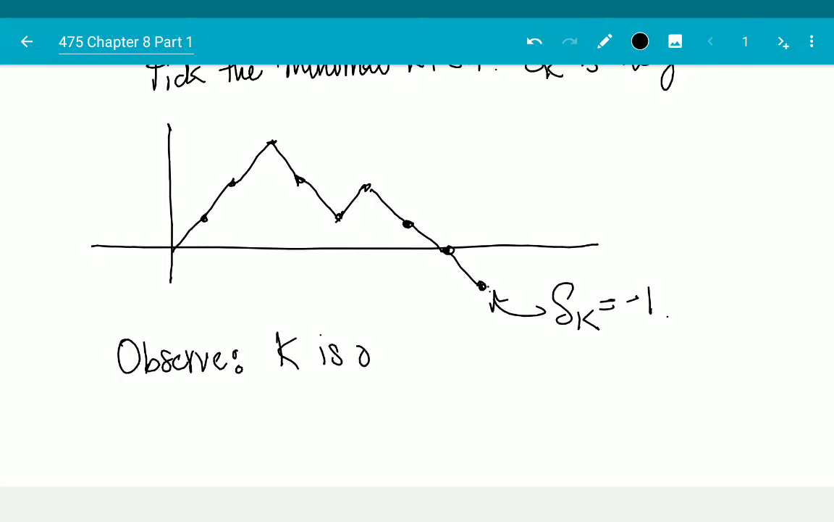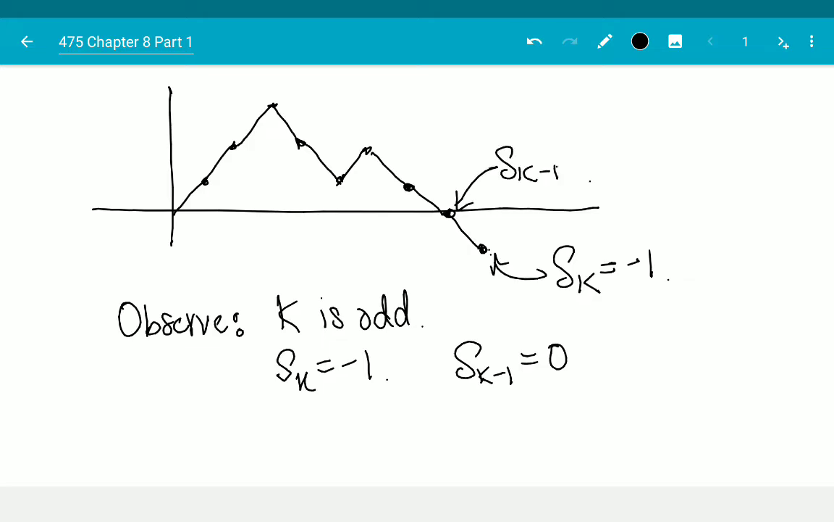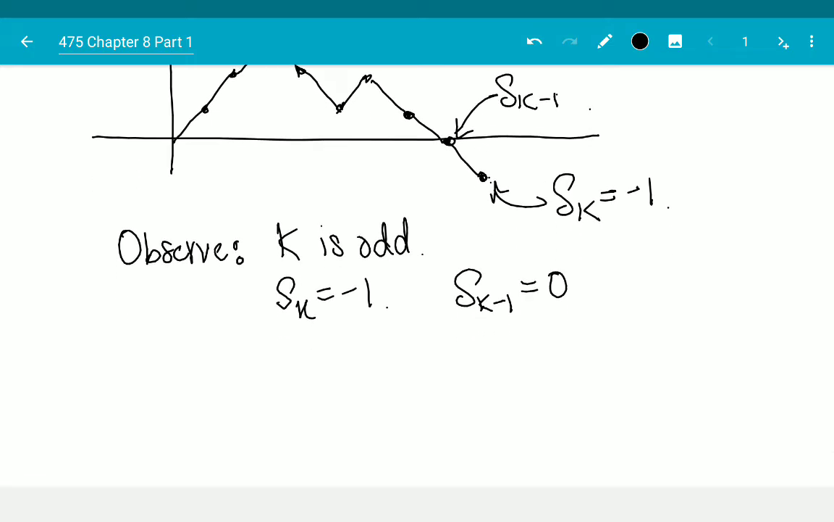K is odd. Okay, k has to be odd, otherwise whenever k is even, the sum is even, and -1 is an odd number, you can't have that as the sum for an even number, right? So sk minus 1 is equal to -1, and sk is -1, and s(k-1) is actually 0, because this is the first time I am hitting a negative number, right? So it better be 0 for the previous one.